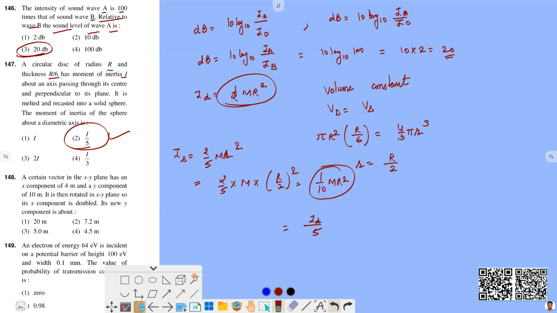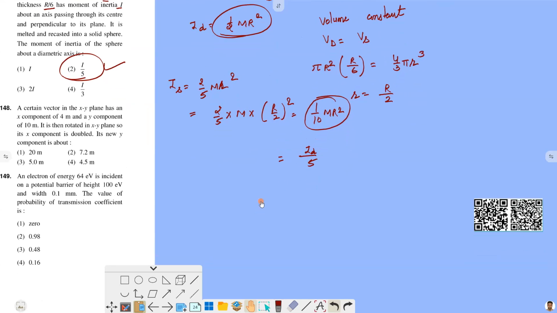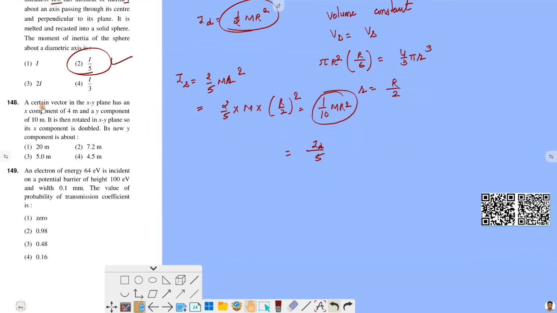Moving to the next one, 148. A certain vector in the xy plane has an x component 4 meter and y component 10 meter. So we can say that the vector is basically, let us say that is capital A, that is 4i plus 10j. It is then rotated in the xy plane so that the x component is doubled, the new y component is.